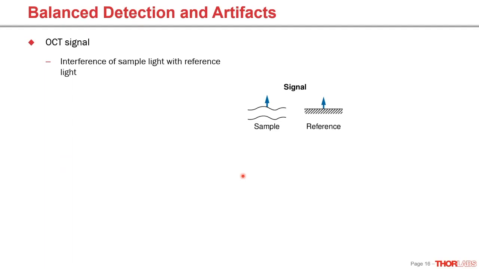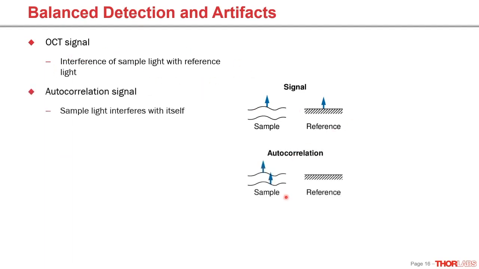And then there's a little bit about balanced detection and artifacts. This is a little bit simplified, but we have the OCT signal, which is usually the interference of sample light with reference light. But what we can also think of, that sample light will interfere with itself.